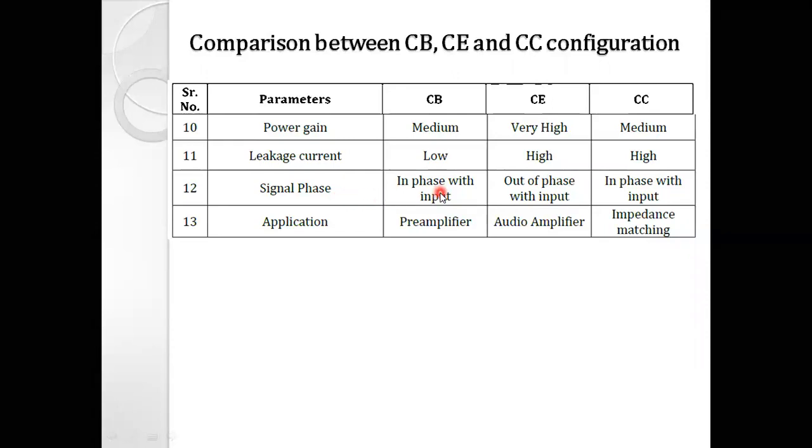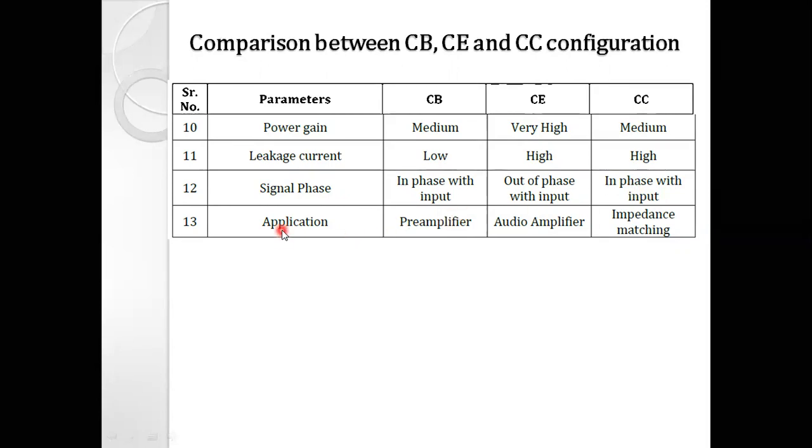So here you can see that in common base configuration, the output signal is in phase with the input. In common emitter configuration, the output signal is out of phase with reference to the input signal, and for the common collector configuration, the output signal has the same phase as the input signal has.